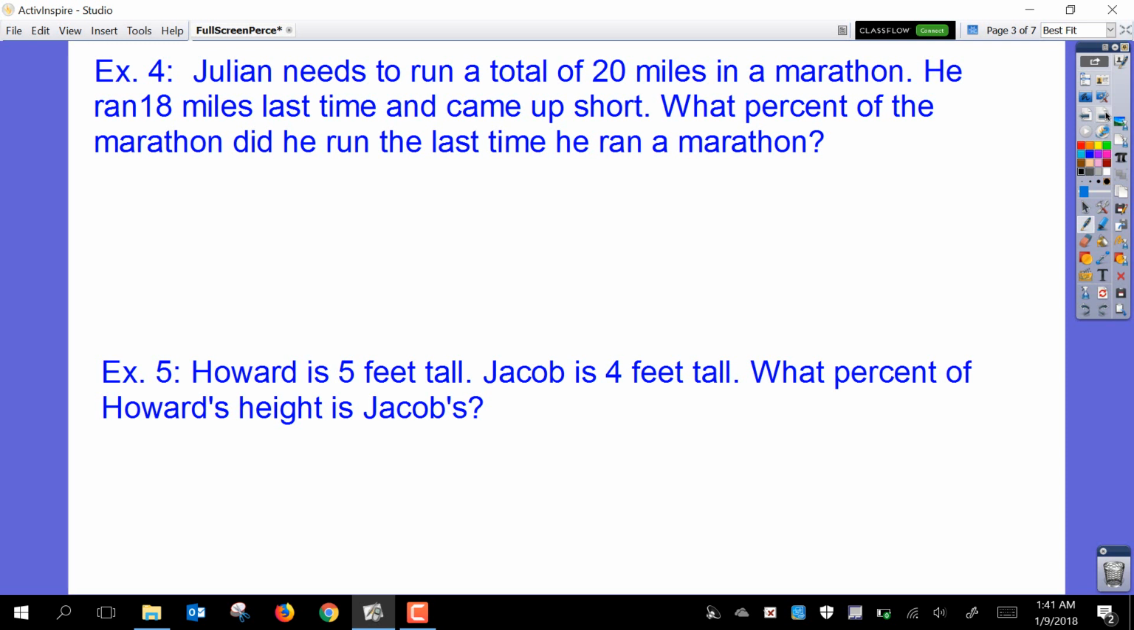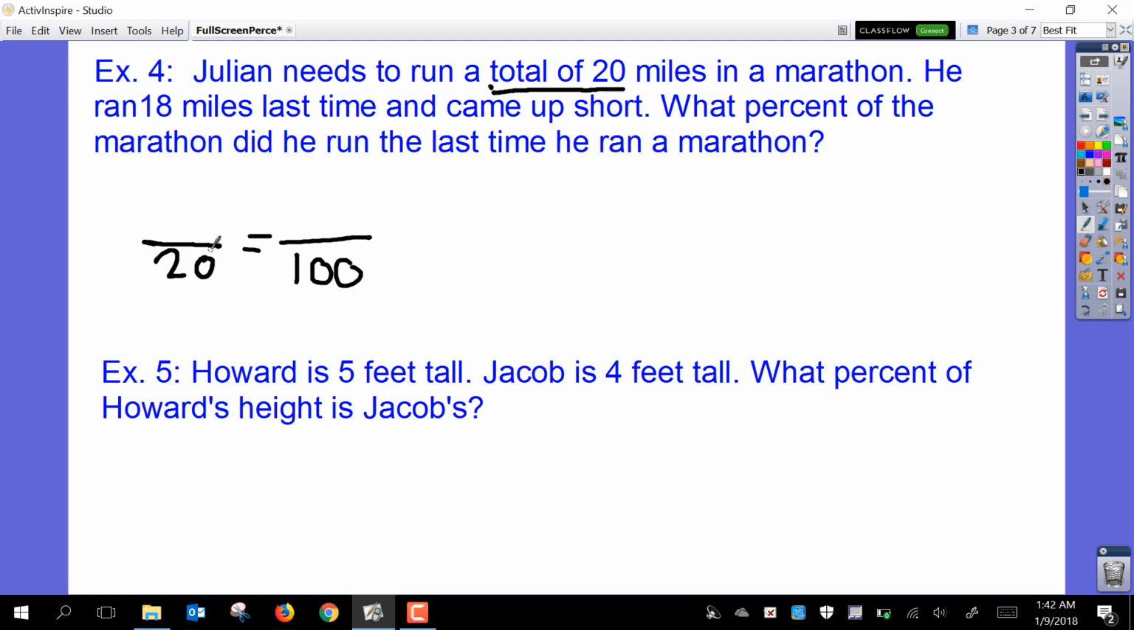Julian needs to run a total of 20 miles in a marathon. He ran 18 miles last time and came up short. What percent of the marathon did he run the last time he ran a marathon? So, let's set up our proportion. Start with 100. So, it says he needs to run a total of 20 miles. So, if this is my total, then I know that this number must go in the denominator. So, there's a total of 20 miles.